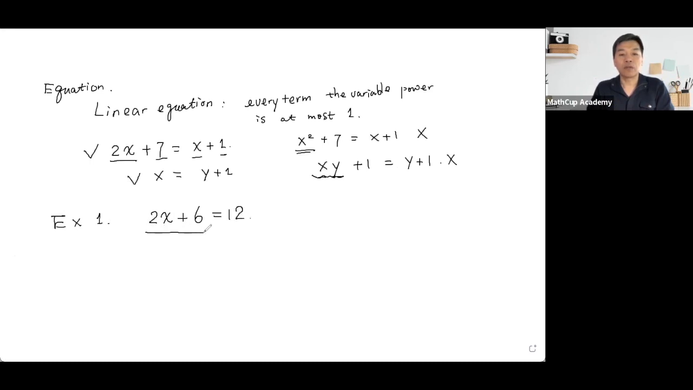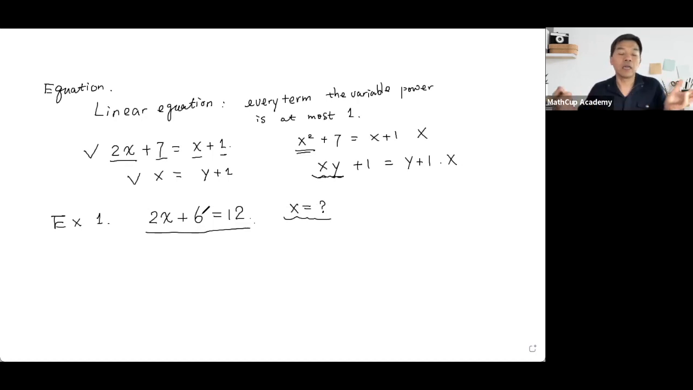How do we solve this linear equation? So first we need to understand, what do we mean when we solve this? We solve this by getting a value of x. This is our goal. x equals what, such that this equation holds?